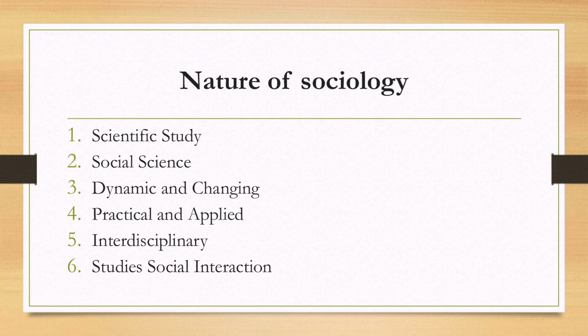So, the first characteristic or nature is scientific study. That means, as nurses, we use scientific knowledge to understand patient behavior and also to understand community health issues. Sociology uses observation, research, and analysis to understand social behavior and also health problems.